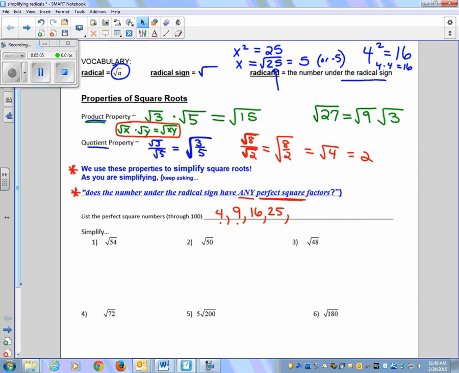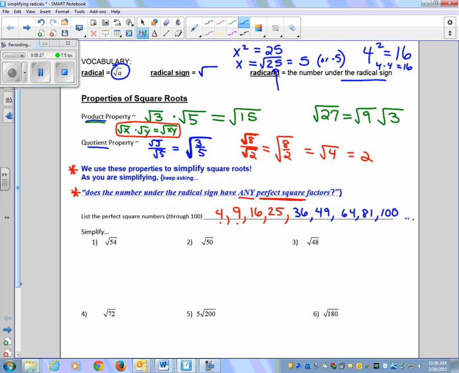Okay, did you get some more on there? Keep going. You should have 36. That's 6 times itself. 7 times itself is 49. 8 times itself, 64. 9 times itself, 81. 10 times itself, 100. And that's all I asked for, through 100. We could keep going, but that's all I asked for.